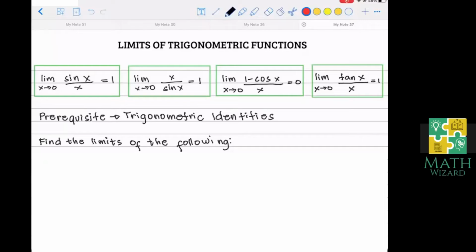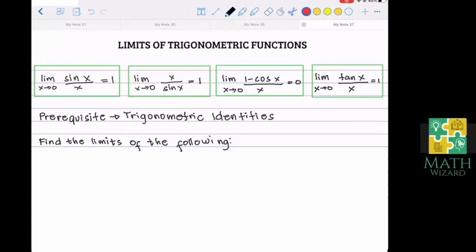Good afternoon, students. In this video, I am going to discuss the limits of trigonometric functions. Before we move forward, I would like to tell you that for us to solve the limits of trigonometric functions, these are the formulas na gagamitin natin. Or should I say, ito yung magiging guide natin in solving the limits of trigonometric functions.